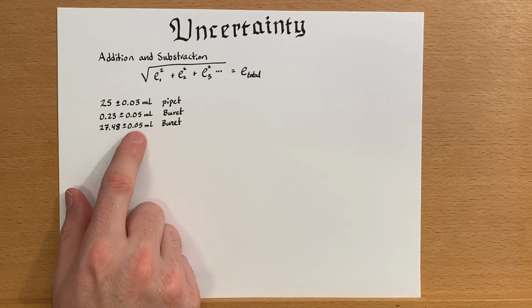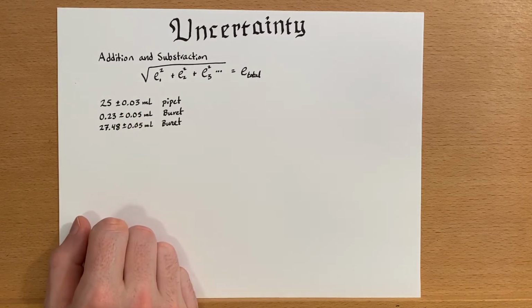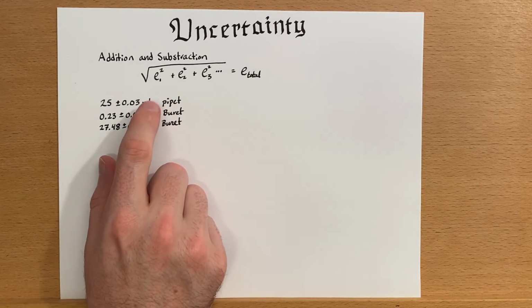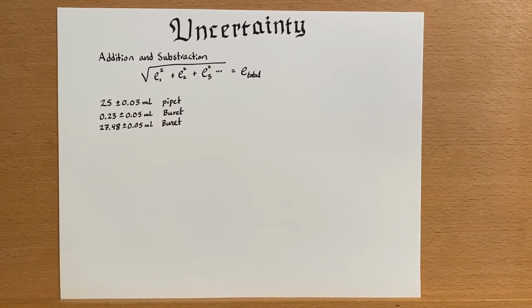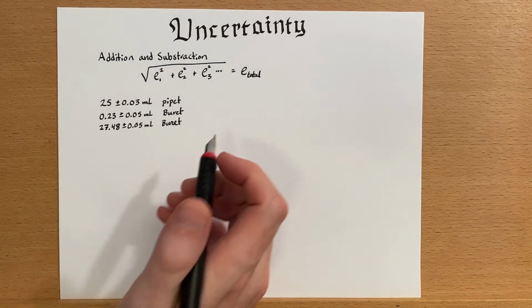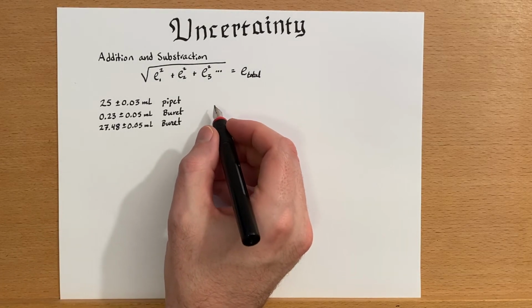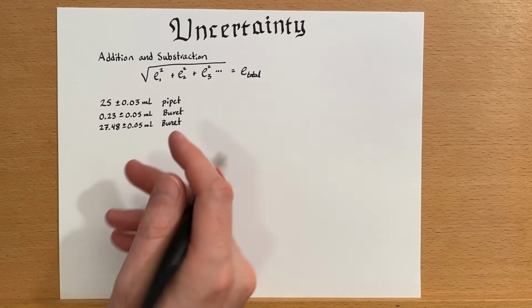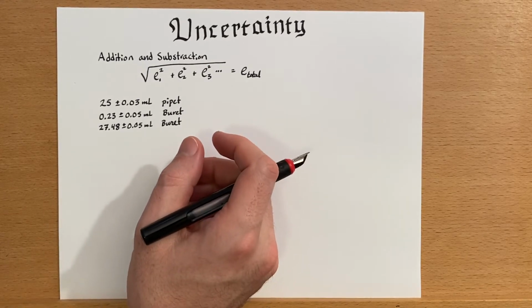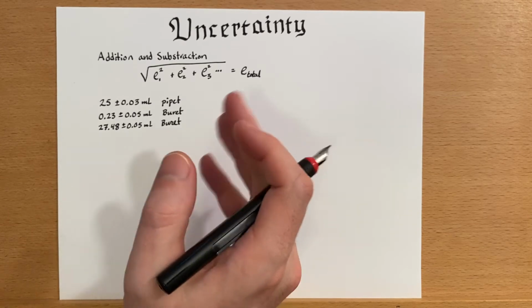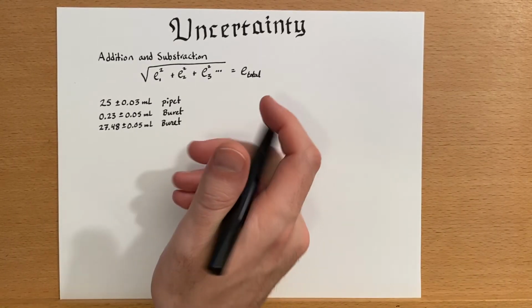Same uncertainty for the burette, slightly different uncertainty for the pipette. You'll have to look that up for each individual piece of glass. And often it's written on the glass. It'll say tolerance plus or minus and then whatever value it is.